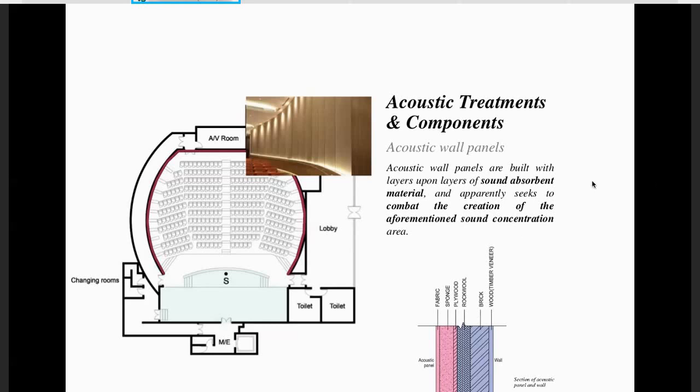So acoustic wall panels are built, in this photo here, if you can see, with layers upon layers of sound absorbent. So this is the same material that you see in the TSP just now.